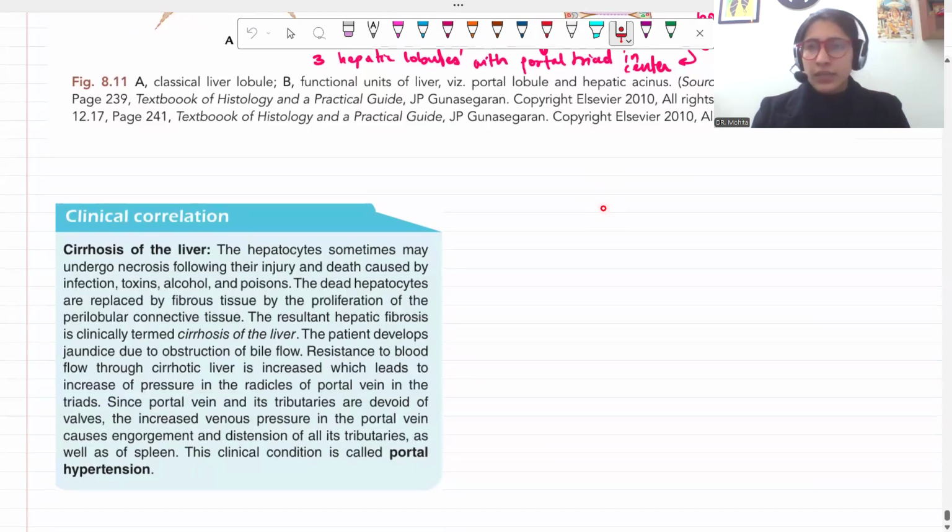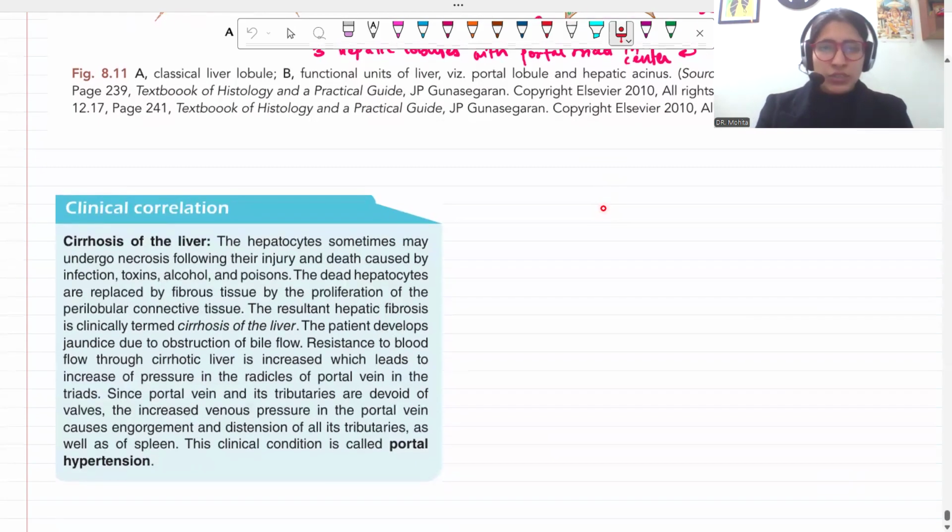Cirrhosis of liver is the clinical correlation that you already know. जो लोग alcohol बहुत ज़्यादा consume करते हैं, their liver becomes fibrotic, and that is known as cirrhosis of liver. Fine.